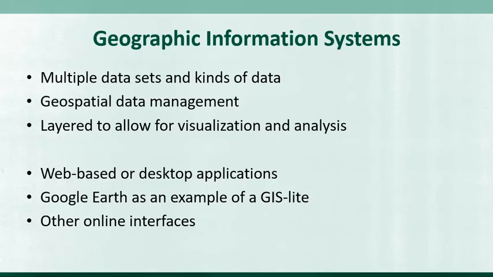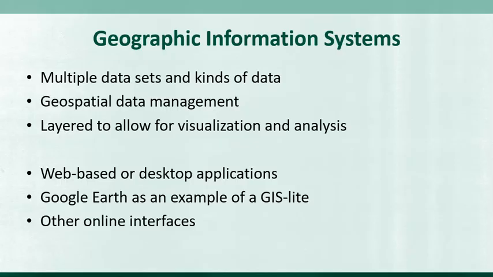And one of the ways that we can sort of pull them all together is through what are called geographic information systems. These are systems that allow us to use all sorts of different types of geospatial data, manage those data, layer them, and allow us to visualize them and analyze them. And they are increasingly important and being used all over the place, both in desktop applications and also web-based information systems as well. Google Earth, which you'll be using in this class, is an example of a GIS, though it's a very lightweight GIS compared to the things that professional geographers use.